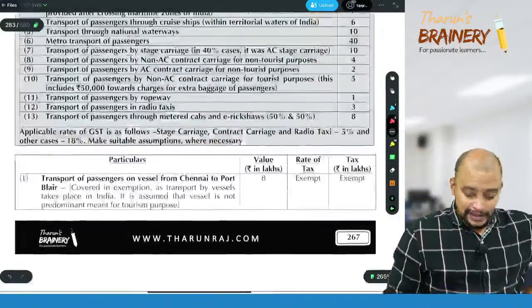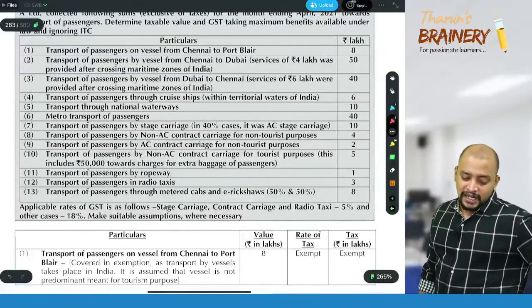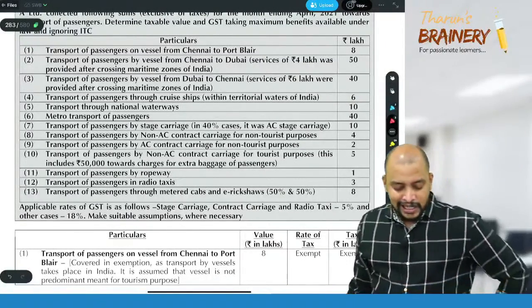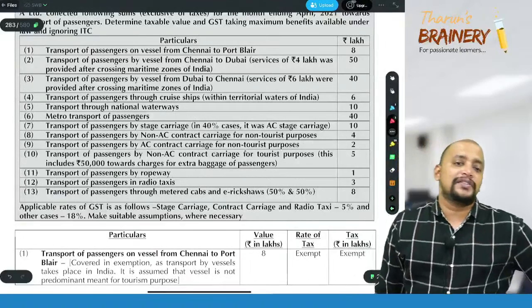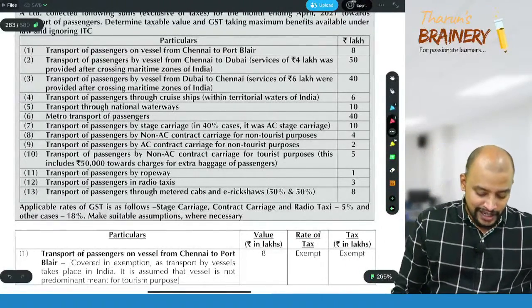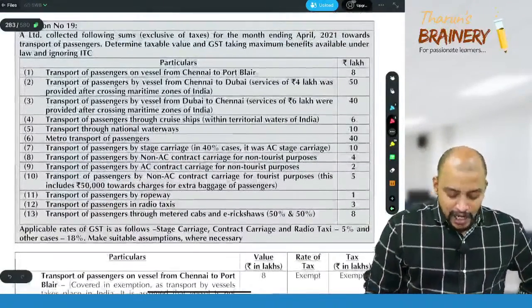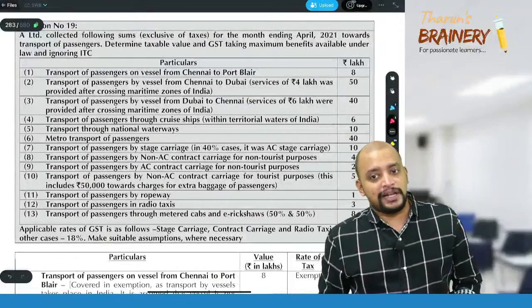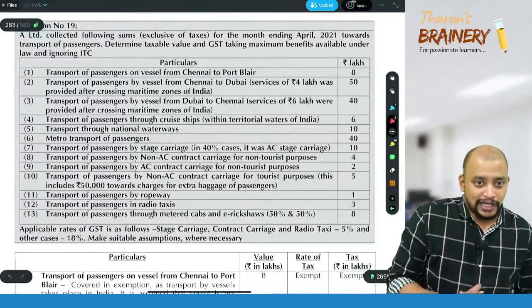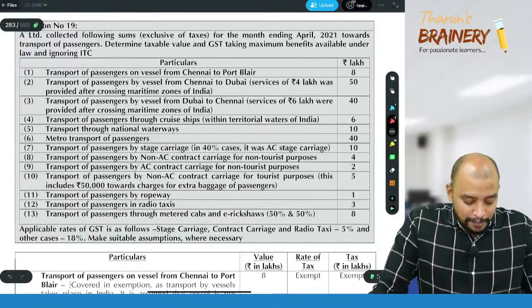Okay. Then next, transport of passenger by vessel from Dubai to Chennai. So this also not covered anywhere under the exemption. It will be taxable. We don't have exemption for that also. Okay. But it may be taken as zero rated supply. Taxable only, but it may become zero rated supply. How? Sir, where is supplier located?